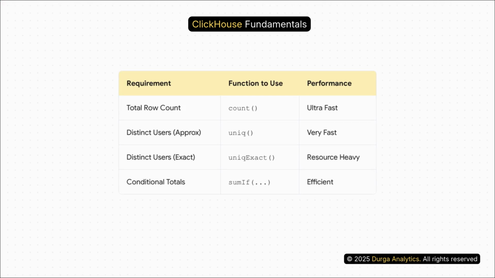Here it is, your aggregation cheat sheet. For counting rows, always use count. For fast, approximate unique counts, go with unique. If you absolutely need a perfect count, use uniqExact, but watch your resources. And for clean, efficient conditional logic, remember to use those awesome if suffixes.